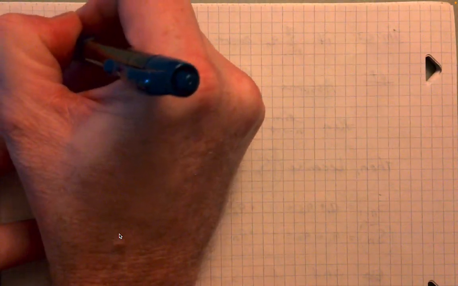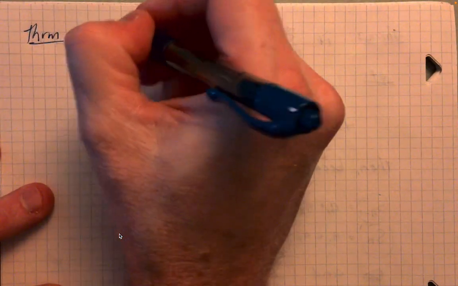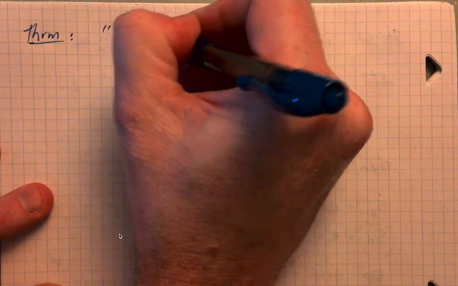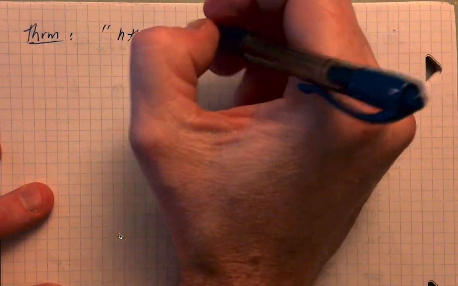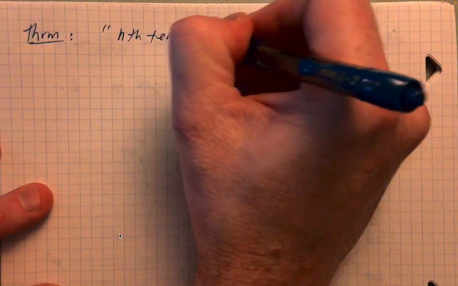One more theorem here. This is frequently called the nth term test for divergence.